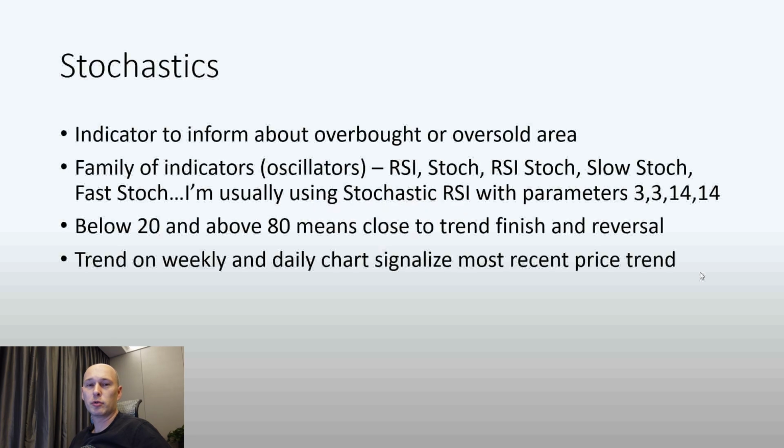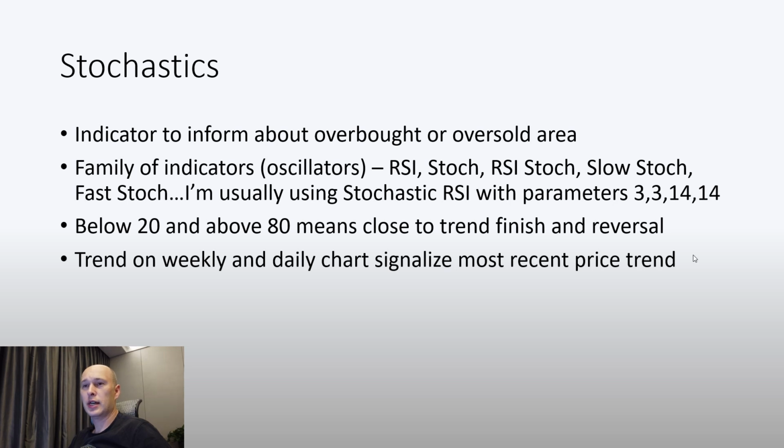And the last indicator I want to show you, which I'm using, is the stochastic RSI. This is an indicator which is very important for me for both day trading and swing trading. So stochastics, it belongs to the family of many oscillators like RSI, stochastic RSI, slow stochastic, fast stochastic. They have different conditions and parameters. I'm using the stochastic RSI with 3, 3, 14, 14 setup. This oscillator oscillates between 0 and 100.